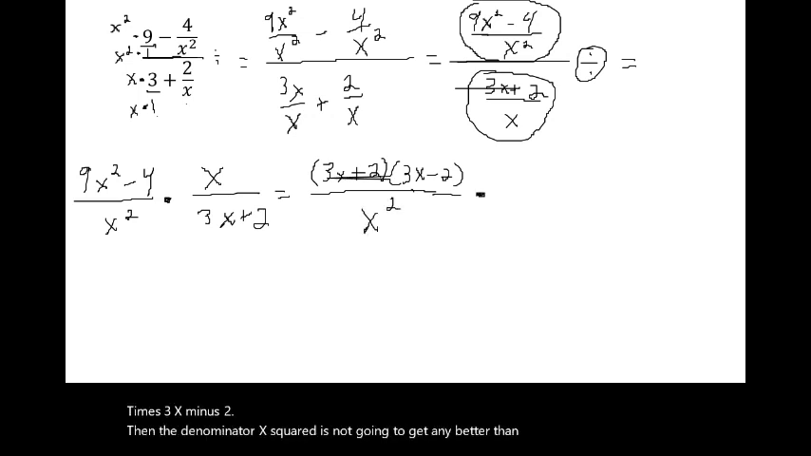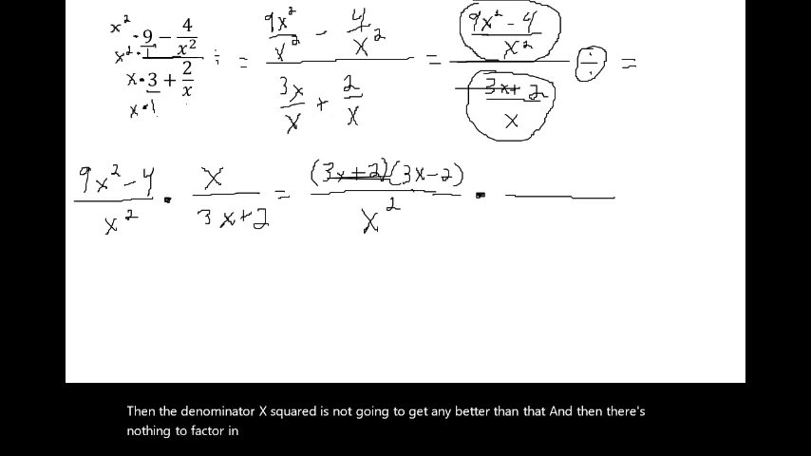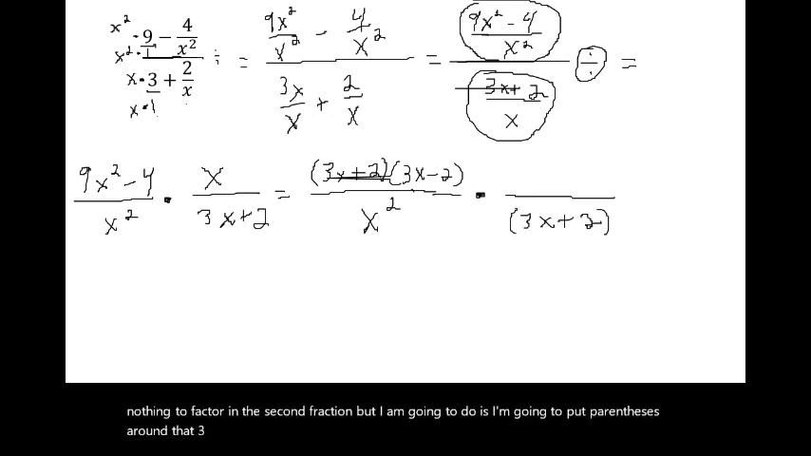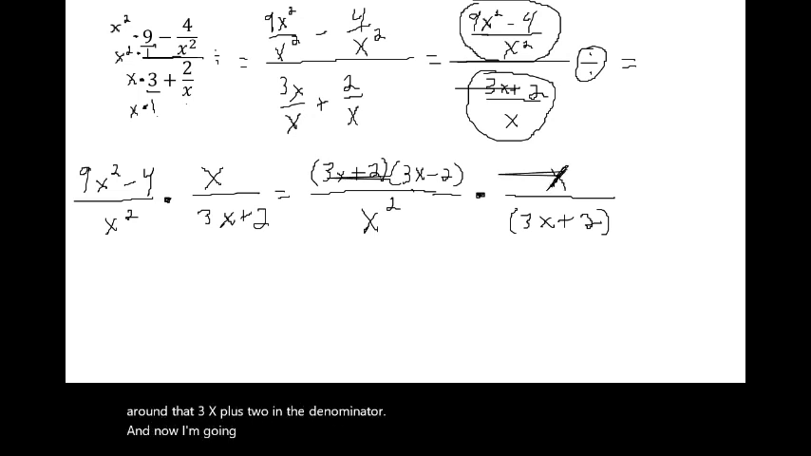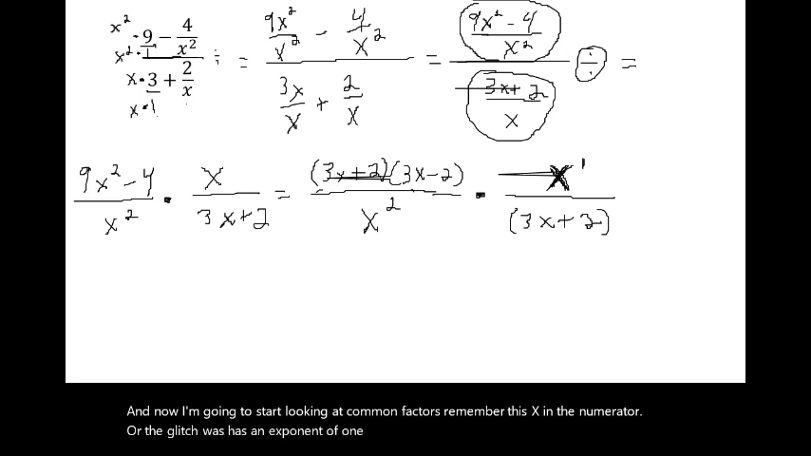And then there's nothing to factor in the second fraction, but what I am going to do is put parentheses around that 3x plus 2 in the denominator. And now I'm going to start looking at common factors. Remember, this x in the numerator has an exponent of 1. So the obvious one is 3x plus 2 can cancel out with 3x plus 2.